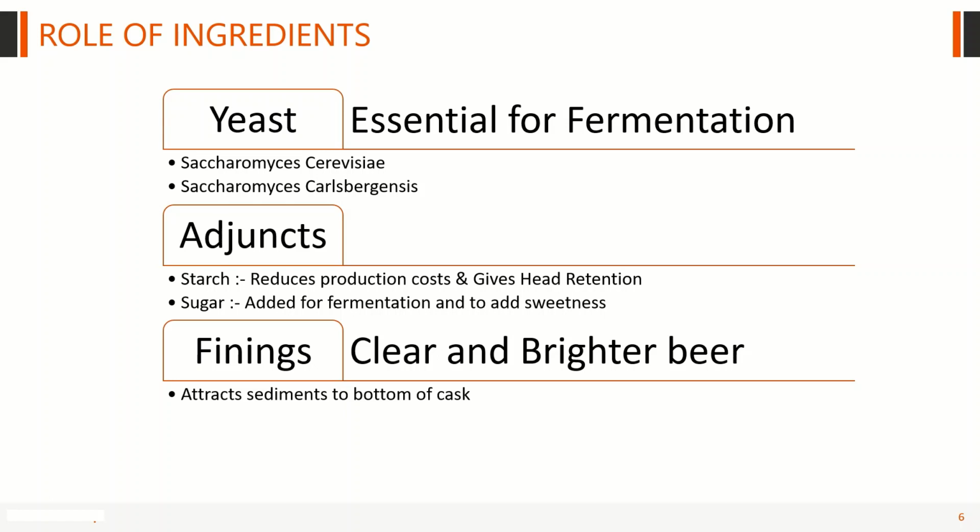Talking about adjuncts, there is starch and sugar. Starch gives the head retention to the beer. You would have noticed that there is a big, smooth, but quite stable foam on the beer after it's poured from the bottle, and it stays for quite long. This happens because of the starch. The foam is known as the head of the beer. Finings bring you a clear and brighter beer.